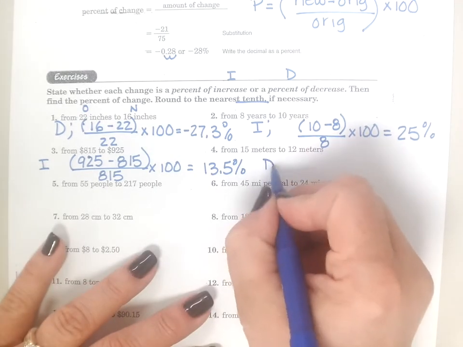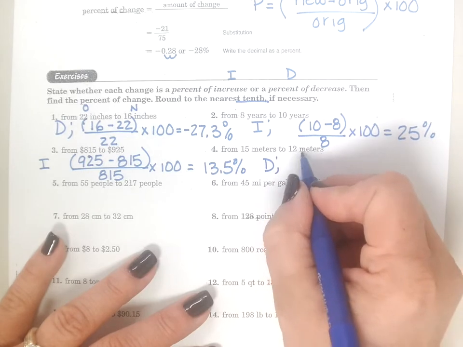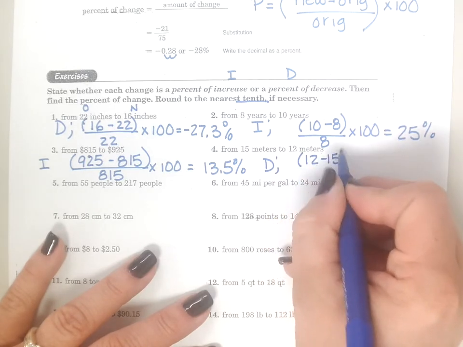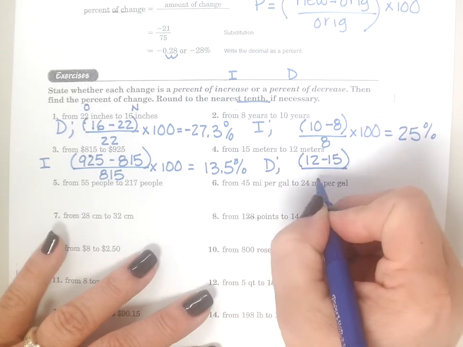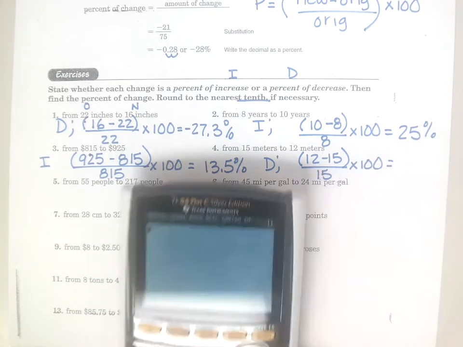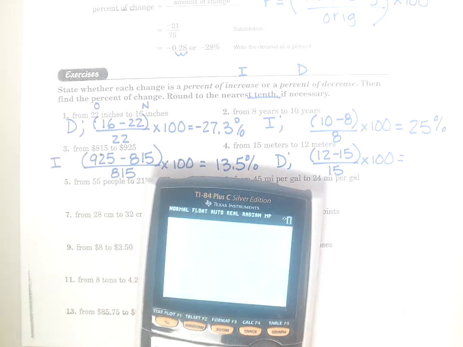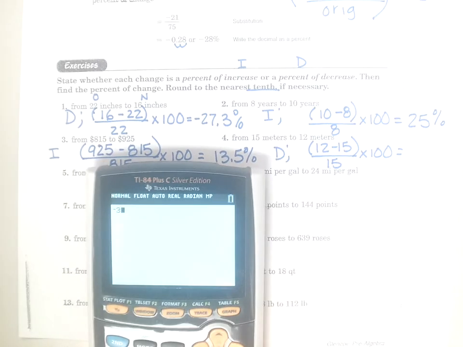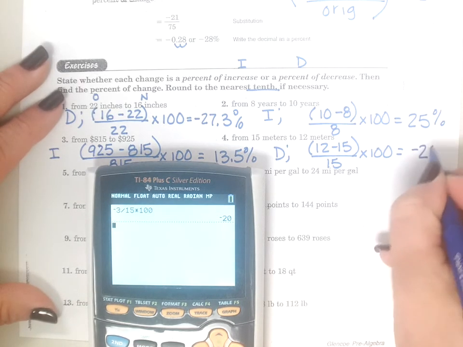Okay, let's do one more decrease. 15 to 12, so I got 12 minus 15. New minus original, divide by the original, and then times it by 100. Okay, so I've got 12 minus 15 is negative 3 divided by 15 times 100. Comes out to negative 20. Did it go down? Yes, so it should be negative.